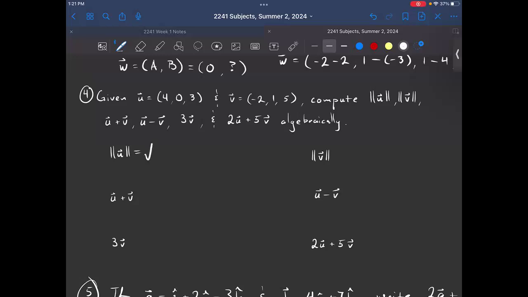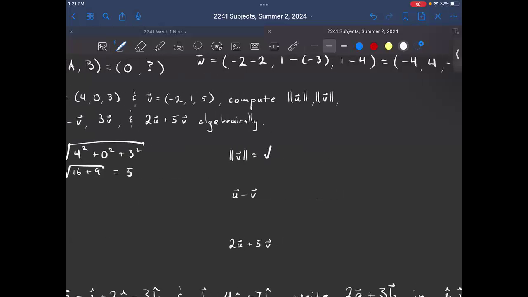So the norm of u, if we remember that formula, it's just the distance formula. 4 squared plus 0 squared plus 3 squared. Okay, that's 16 plus 9, and that's 25, so we get square root of 25 is 5. All right, what about the norm of v? Well, we want the square root of minus 2 squared, which is 4, 1 squared, 5 squared. So we have here the square root of 4 plus 1 plus 25. And that's the square root of 30.